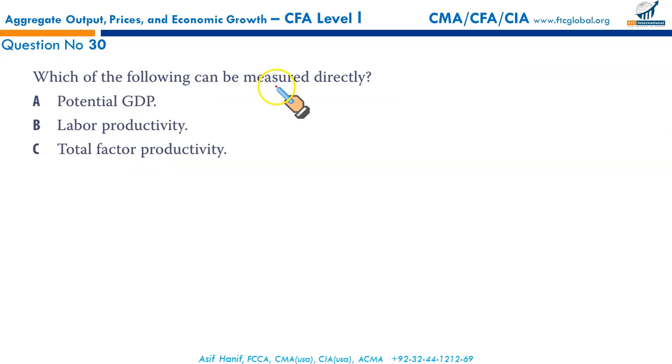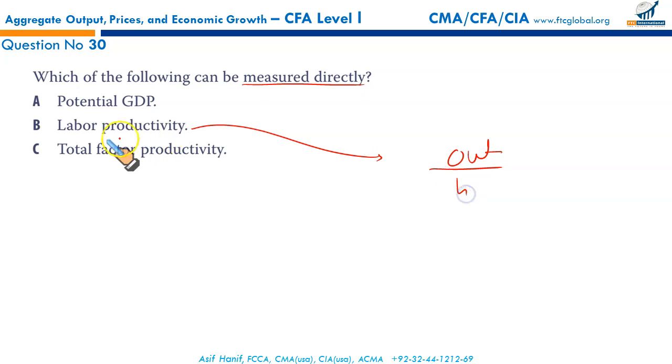Which of the following can be measured directly? Labor productivity, straightforward, we can calculate this. It's simply output per worker, output per hour. This is something that can be directly measured without any ado. So that makes B the correct option.